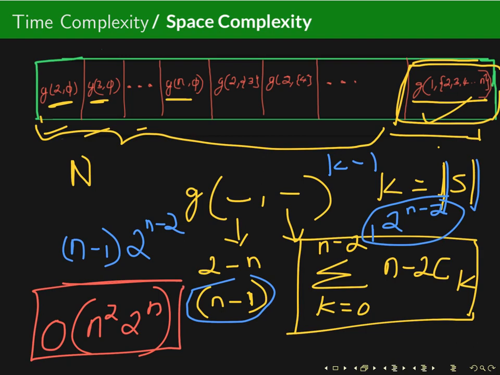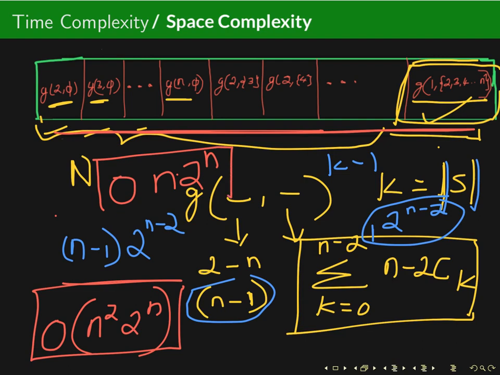And the space complexity is going to be of the order of n into 2 raised to n, which is nothing but a measure of the size of this array. So two things you need to remember: the time complexity of TSP using dynamic programming is of the order of n square into 2 raised to n, and the space complexity of TSP using dynamic programming is of the order of n into 2 raised to n.